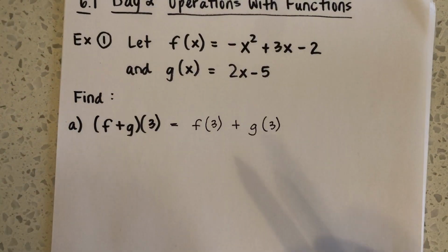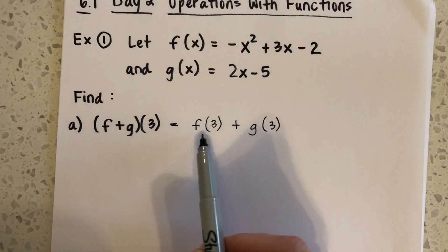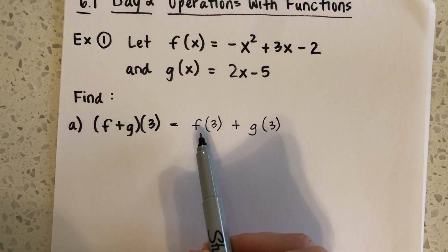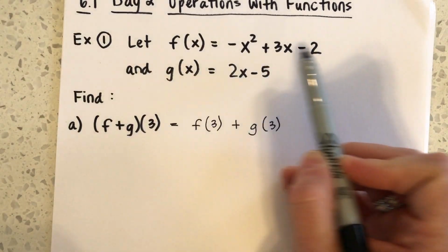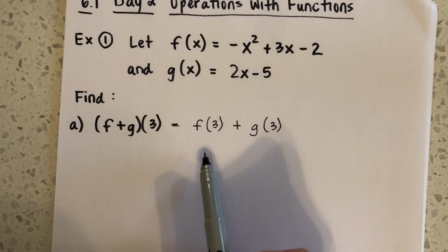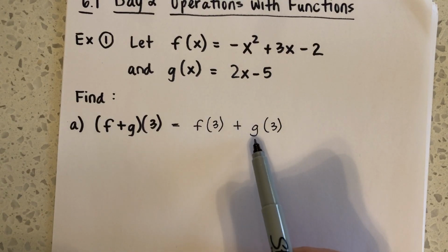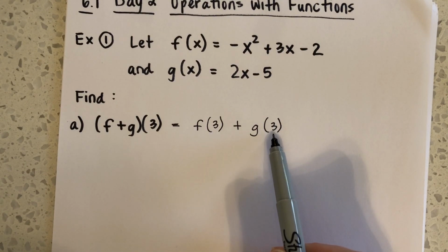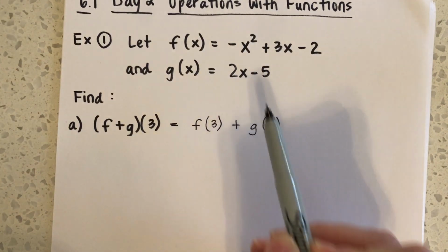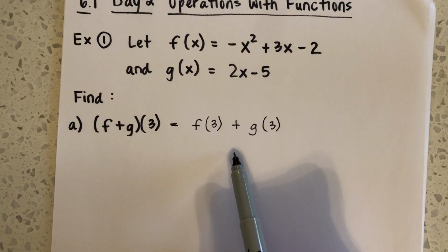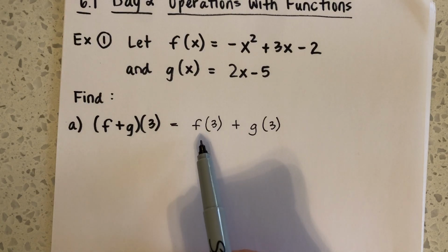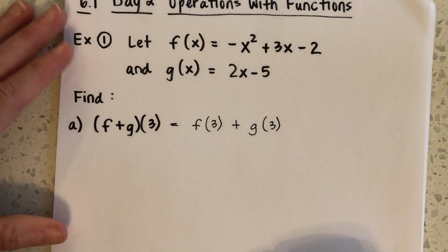So I treat this like two separate problems. F of 3 has a value. I have to plug the number 3 into function f and see what number comes out, and I'll get that number. And then I have to find g of 3. I have to plug 3 into the g function and see what number comes out. Then I'll take this output and add it with the number that came out for f of 3. So I treat it like two separate problems.